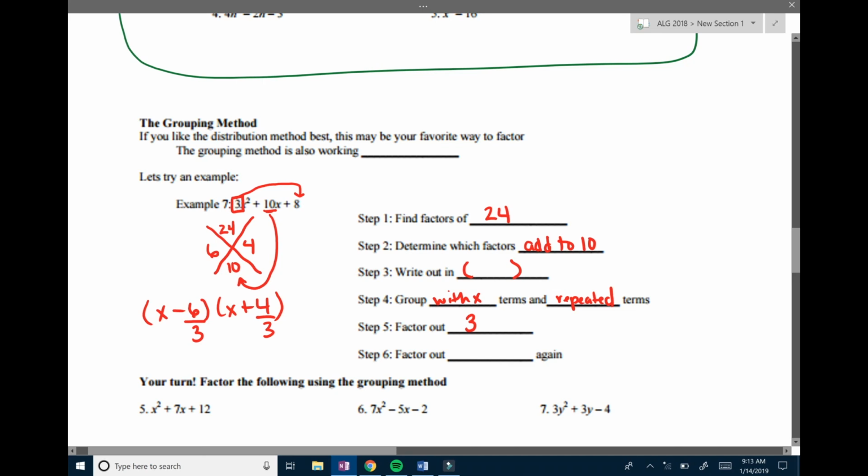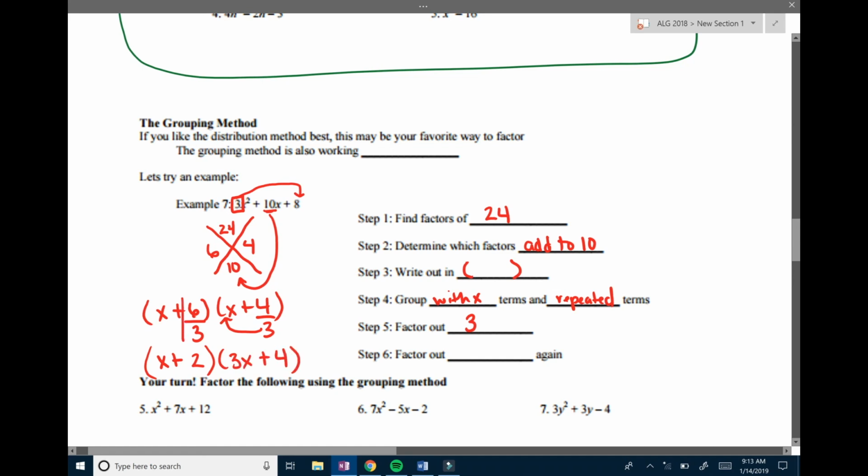Now, 6 divided by 3, does that work? Yeah, it works. So my new equation would be x minus, well, 6 divided by 3 is 2. Sorry, I don't know why I put minus instead of plus. 6 divided by 3 is 2, so x plus 2. Now, does 4 divide by 3? No, since 4 does not divide by 3, you move your 3 to the front, which is 3x plus 4.